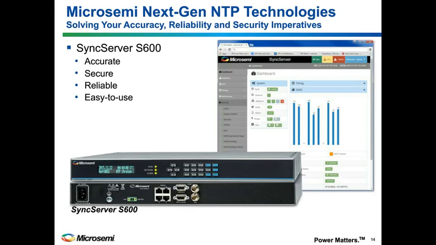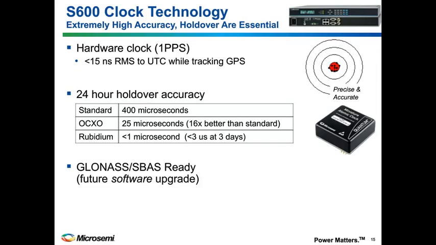So if we can go to the next slide, please. On this slide, we're going to talk about some fundamental clock technology things, particularly accuracy and holdover. It's a very accurate clock. It's a GPS, GNSS referenced NTP time server, and it's accurate to about 15 nanoseconds to UTC while tracking GPS. So it's extremely accurate. So sort of check the box on accuracy there.